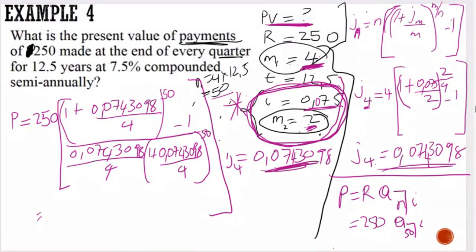Your I is 0.074398. You have to divide this, no? Don't forget to divide it by 4. So it does not matter, even if you are going to use a calculator, you are not going to be saved from not converting. You still have to convert, unless you've got a calculator that is powerful.